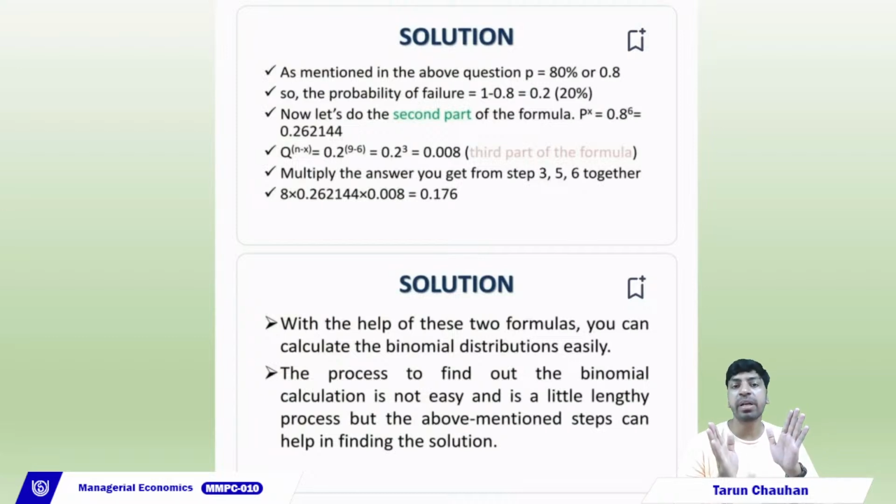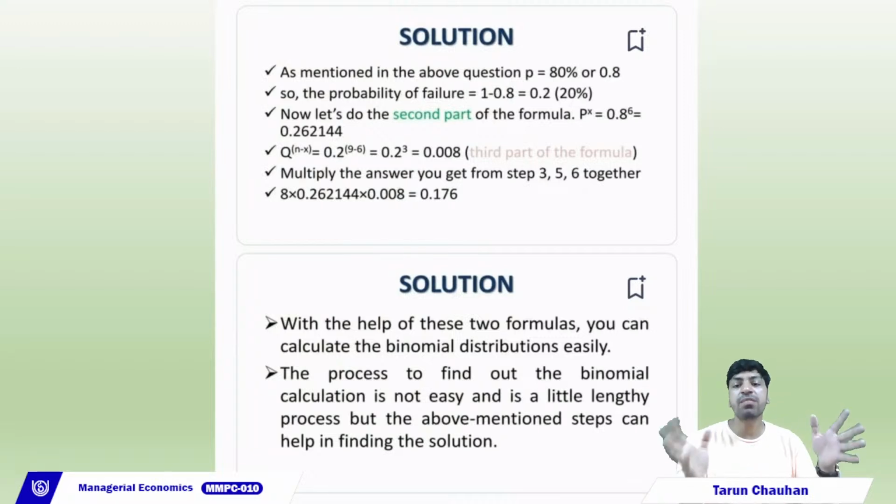So once you calculate the values of these 4 important variables, you can easily use this formula, and accordingly you can calculate the probability values of the variable mentioned in the question. So this is the solution. You can see the result of the binomial distribution.